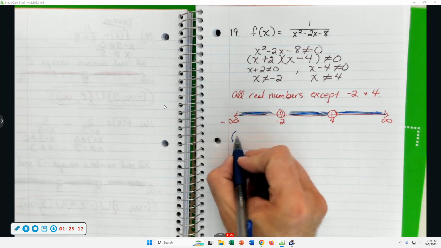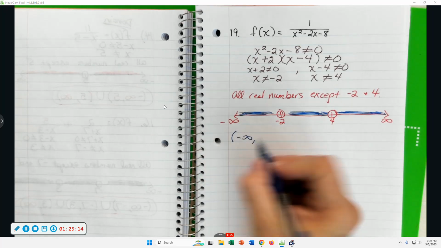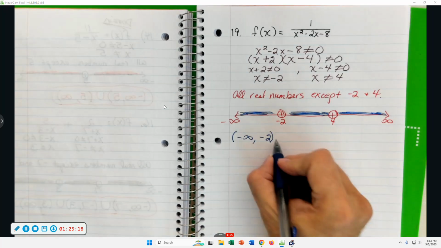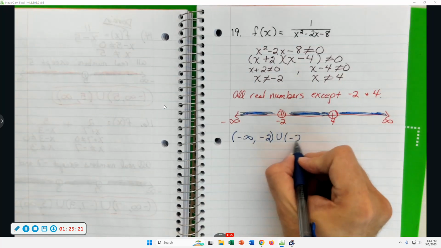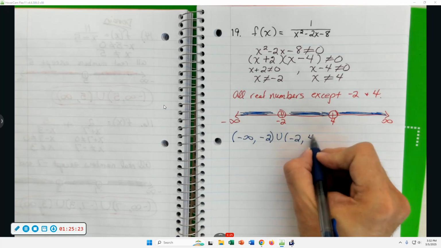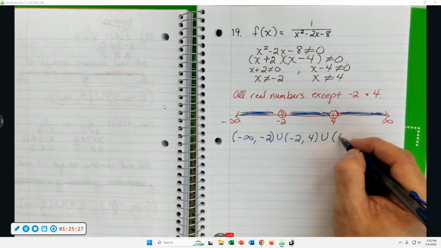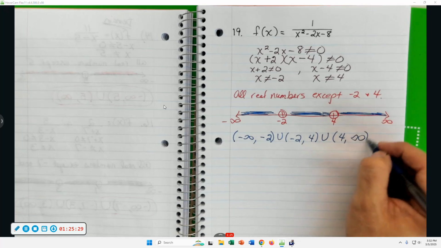Parentheses, negative infinity, comma, negative 2, union, negative 2 to 4, and 4 to infinity.